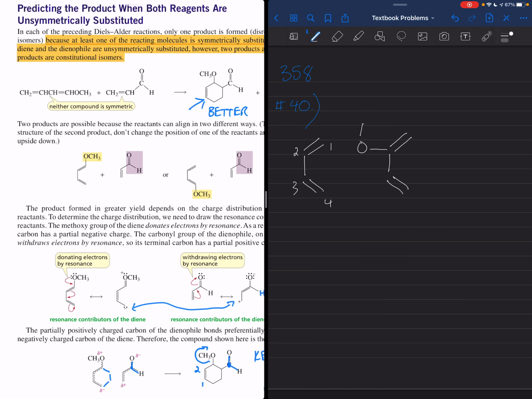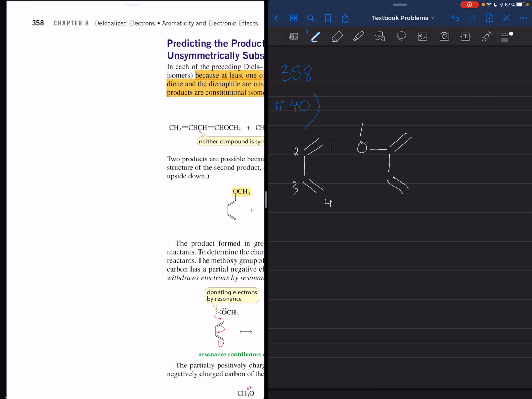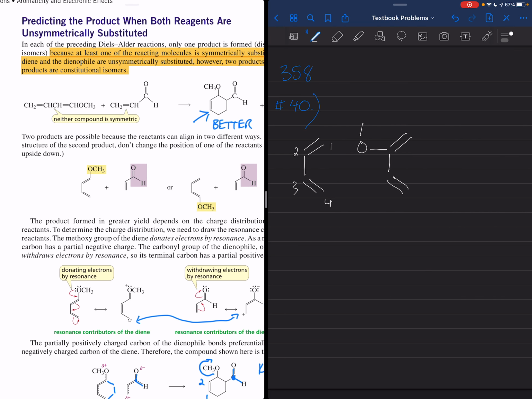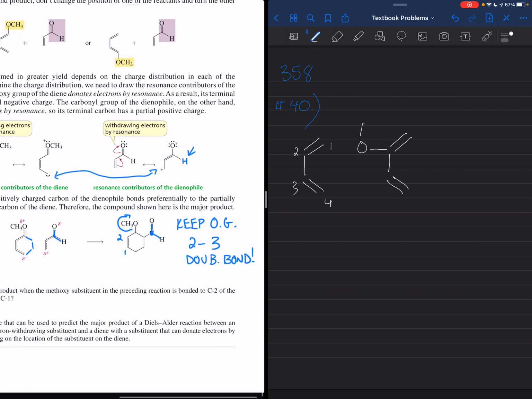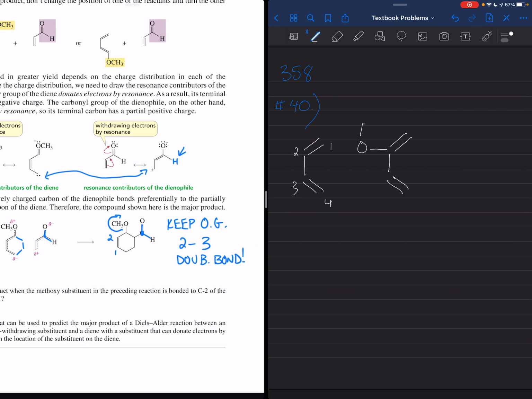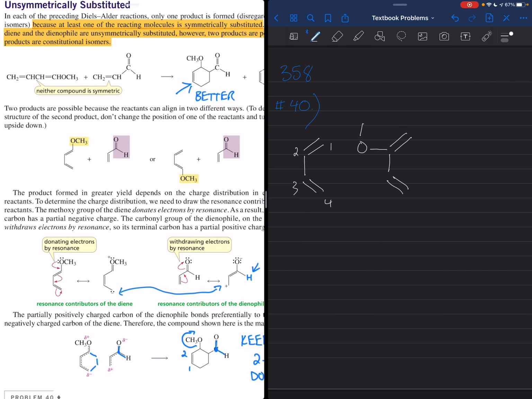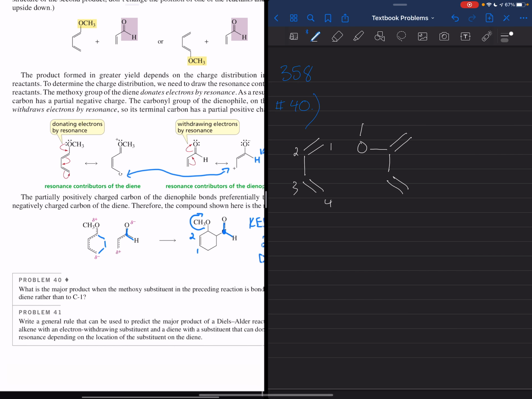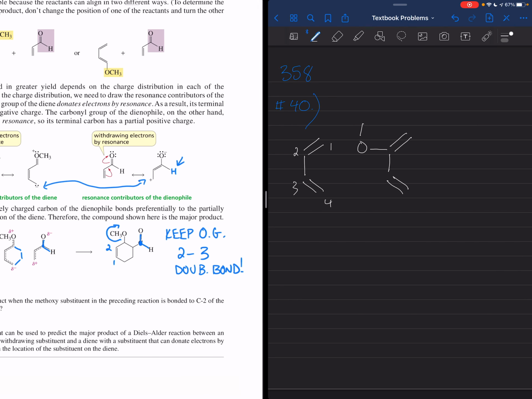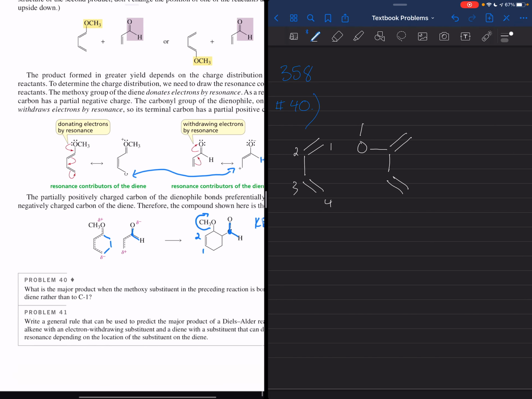All right, so we're on page 358. We're doing number 40 here in chapter 8. What this is asking us is a very mind-bending, confusing topic: Diels-Alder reactions when both reagents are unsymmetrically substituted with resonance. Dear God. So what it's asking us is, what is the major product when the methoxy substituent in the preceding reaction is bonded to C2 of the diene rather than to C1?